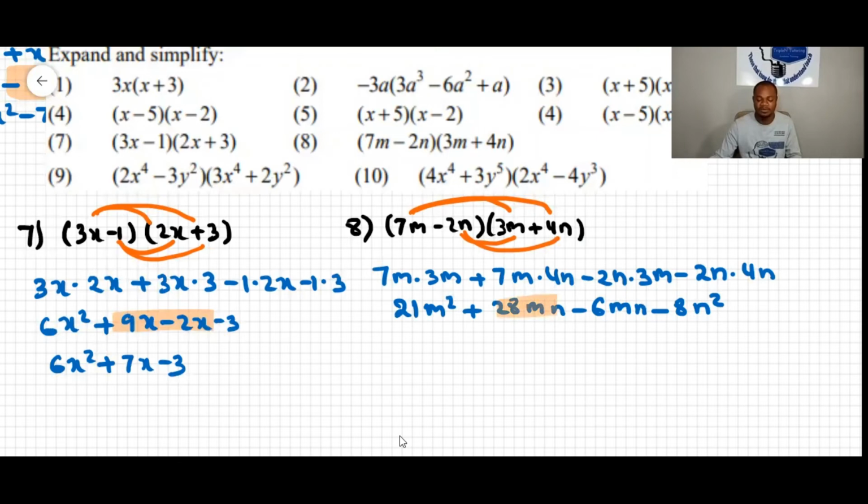All these are like terms because they end with mn. Okay, now this makes 21m squared. Now plus 22mn minus 8n squared.